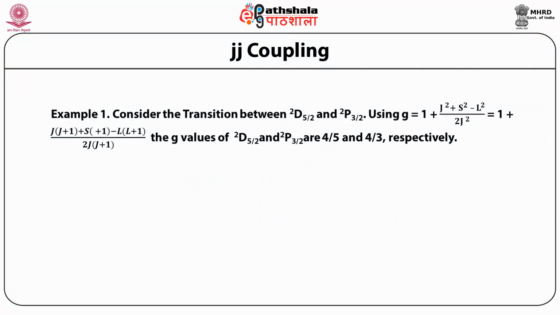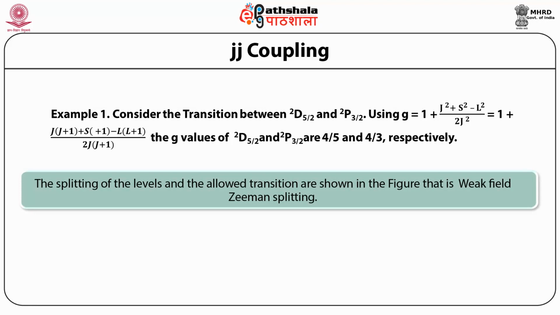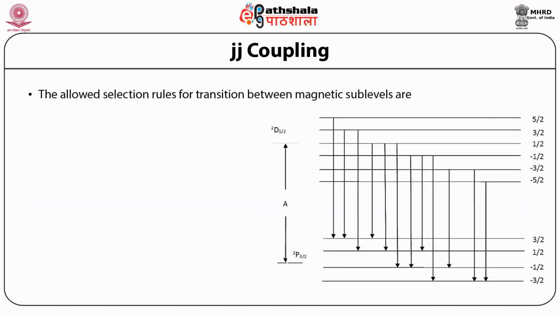Now consider the transition between 2D 5/2 and 2P 3/2, and using the g value from the equation g equal to 1 plus [J(J+1) + S(S+1) - L(L+1)] upon 2J(J+1), the g values of 2D 5/2 and 2P 3/2 are 6/5 and 4/3 respectively. The splitting of the levels and the allowed transitions have been shown in the figure. Corresponding to 2P 3/2 and corresponding to 2D 5/2, the levels have been shown in the figure, along with the allowed transitions, that is, weak field Zeeman splitting.